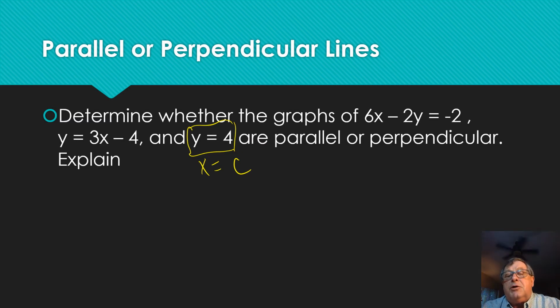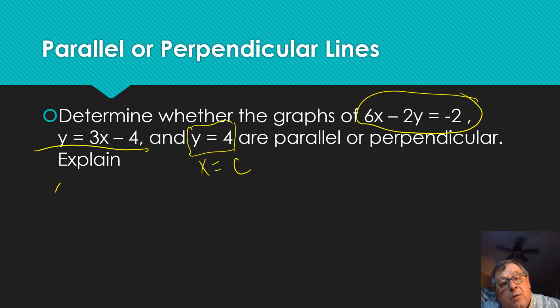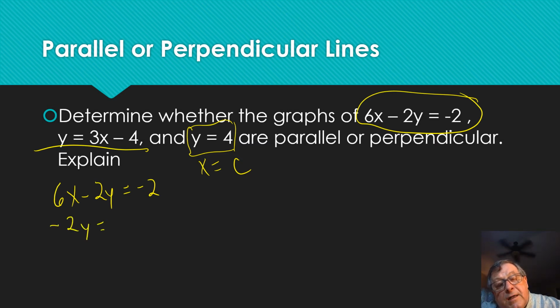Now, since these other two lines are given to me, one's in standard form and one's in slope-intercept form, I want to get this first equation into slope-intercept form. And then I'm going to compare it to this line, also written from the beginning in slope-intercept form. So let's take 6x minus 2y equals negative 2. And let's work to get this in slope-intercept form. So I'm going to subtract 6x from both sides. And when I do, my result's going to be negative 2y equals negative 6x minus 2.